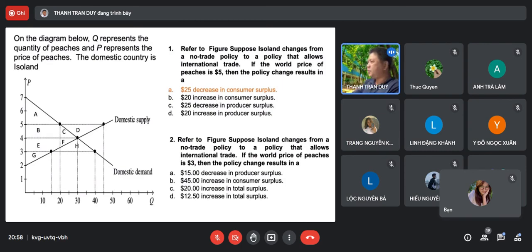And number 2, refer to the figure. It changed from no trade to free trade. The world price is $3. The result is: reduce the surplus, increase the surplus. If we change from no trade to free trade, does the surplus decrease or increase?